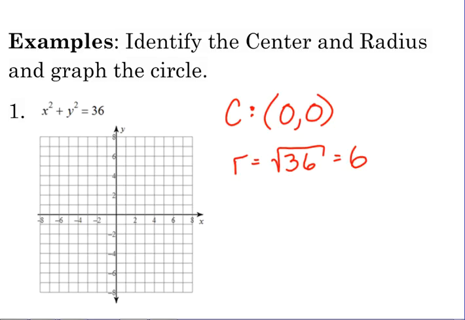So to graph this, our center is at 0, 0, so you can put a little dot there at 0, 0. The easiest way to express the radius is to go up 6 units, right 6 units, down 6 units, and left 6 units. And then just connect those 4 corners with as much of a circular fashion as you can.